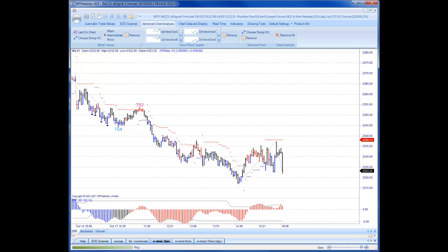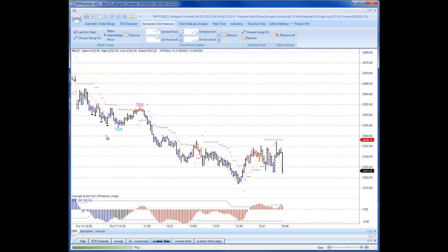Today I'd like to look in particular at the NQ. This is the NASDAQ Mini and how it unfolded yesterday, which was Monday, October the 17th. And this is what we're looking at here on the MTPredictor chart.